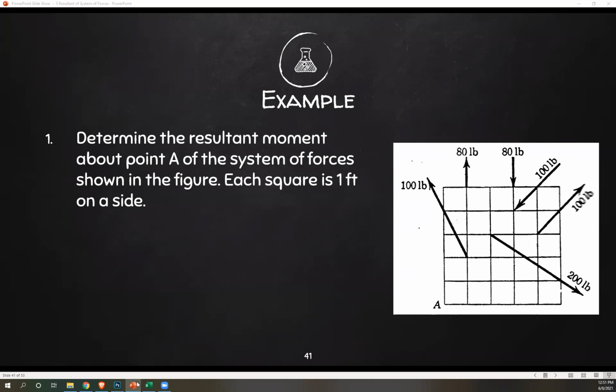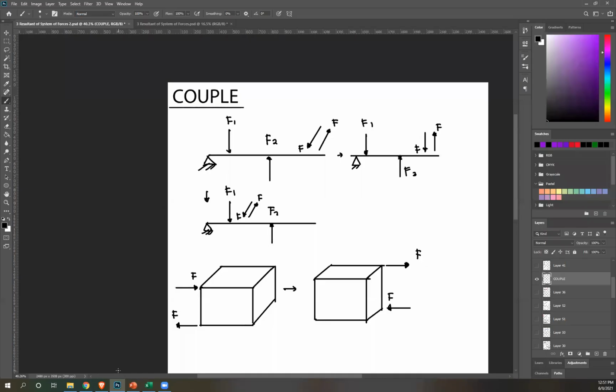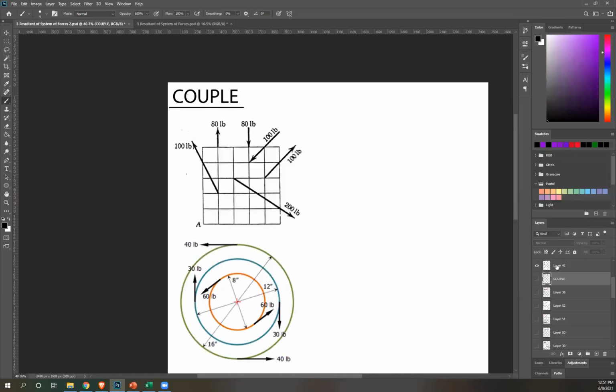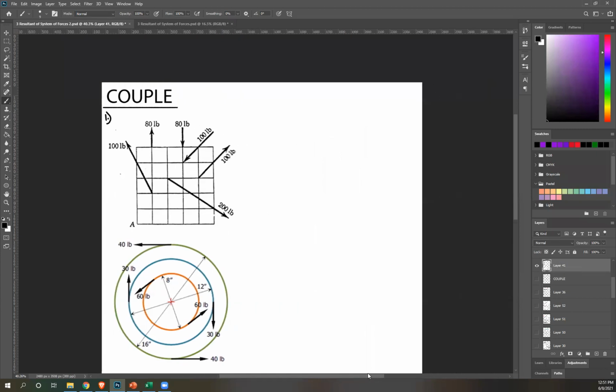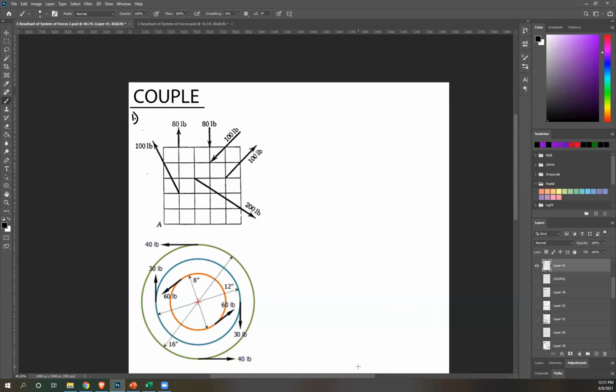Okay, so as usual, the first question I'll just answer it on my own. I won't ask you for recitation. But you can still solve this on your own and just compare if you got the correct answer. Okay. So a moment at A is just summation of forces times distance.